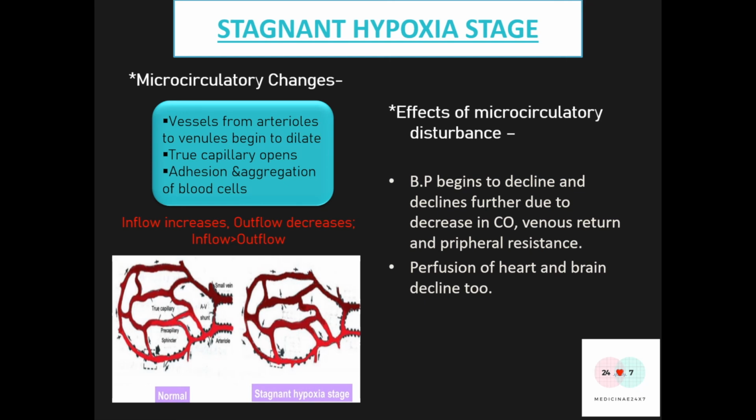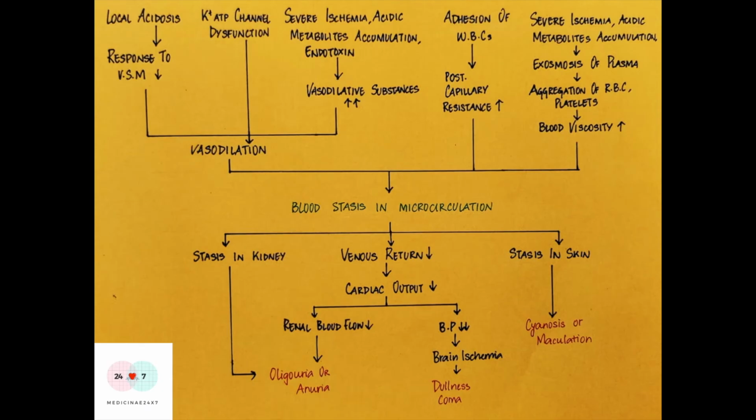The decrease in blood pressure and decreased cardiac output also results in decreased perfusion in the heart and brain, and also in the other vital organs. Here is the pathogenetic mechanism of the stagnant hypoxia stage in a flowchart form.